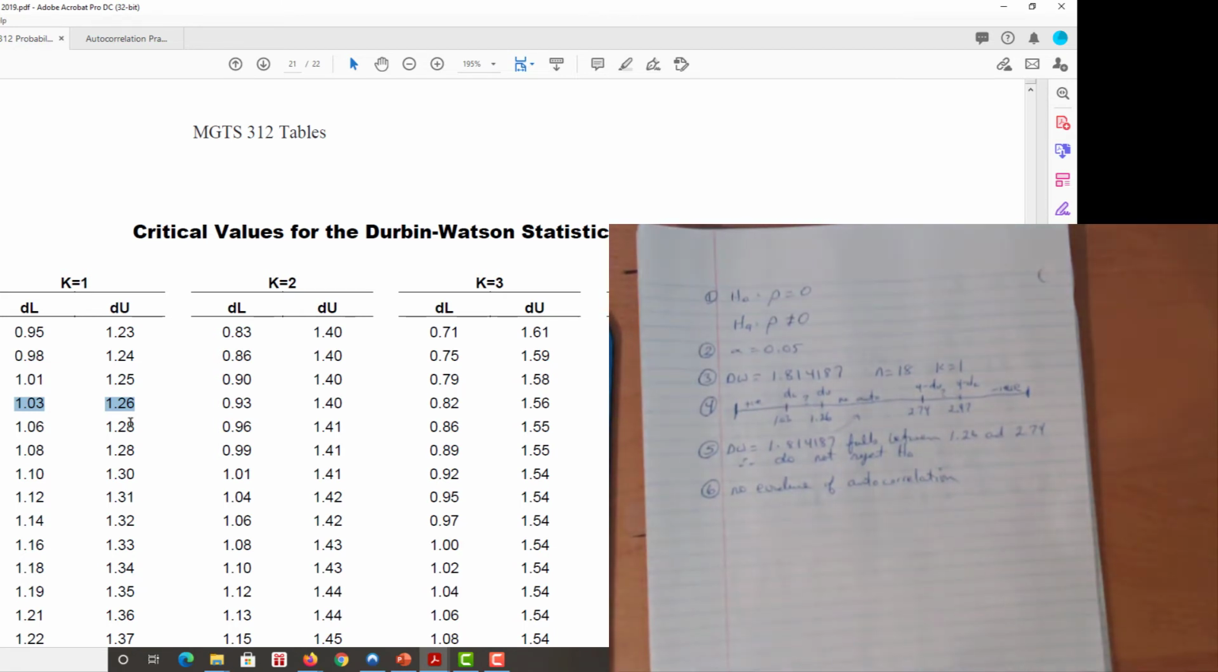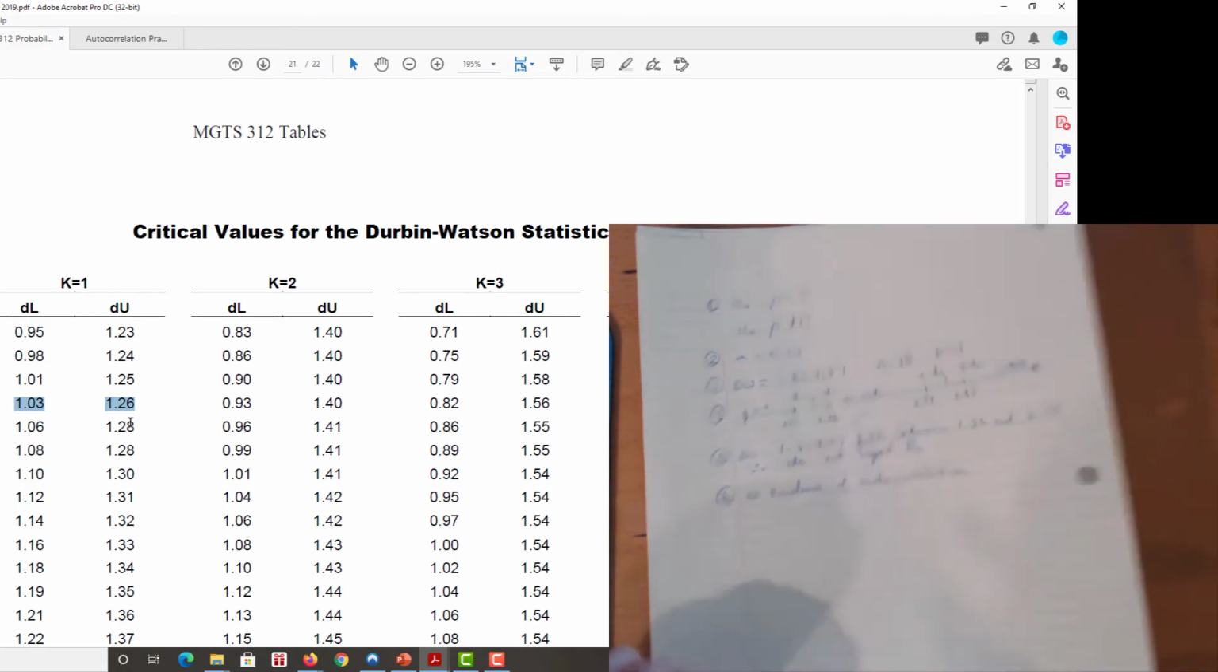Now, intuitively, this is something we would expect because if you think of a number line that goes from 0 to 4, what's in the middle? 2. So 2 is going to be in the no autocorrelation zone regardless, no matter what. In every situation, 2 is in the no autocorrelation zone. And 1.81 is pretty close to 2. So we're not really surprised. We would have suspected that 1.8 being very close to 2 was likely to indicate there was no autocorrelation. So that result makes sense for us.